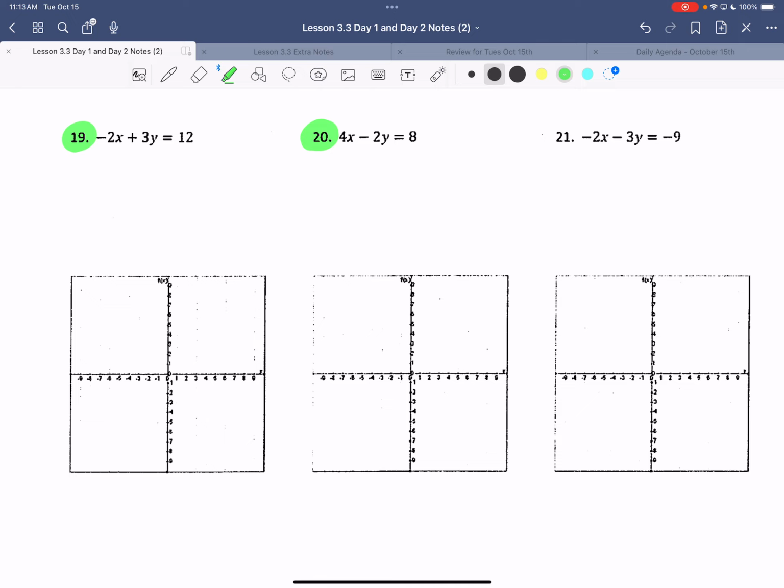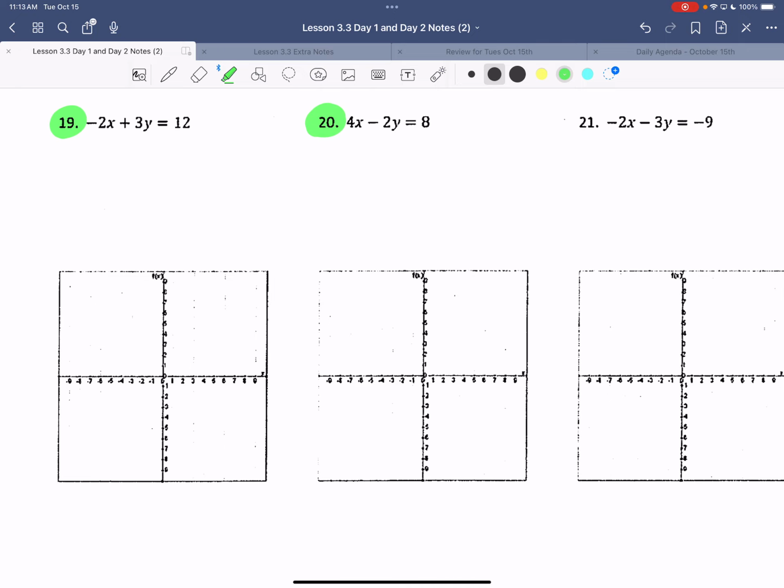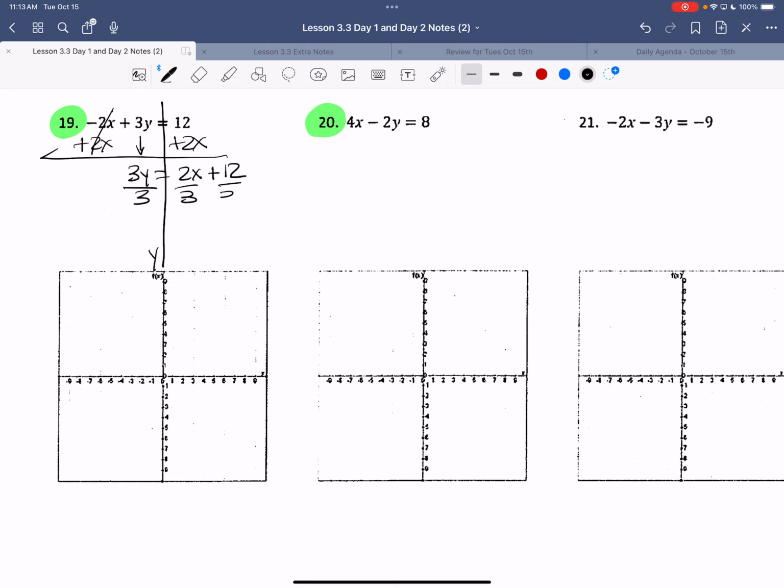Okay, so let's go over these two, and then I'll get a chance to work on your assignment. Okay, Carly, tell me how to do this one. Okay, so basically, I don't know if it's right, but plus 2x. Good, plus 2x. Yep, so 3y equals 2x plus 12. Yep, okay. And then you divide by 3. So what do I get? And then it'll be y, and then you keep the fraction 2. Yep.